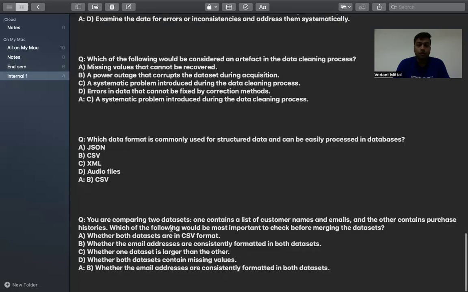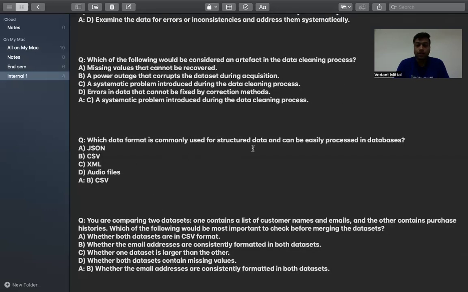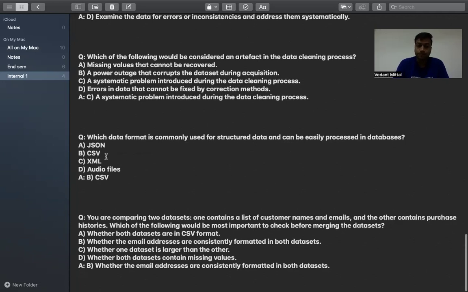Which data format is commonly used for structured data and can be easily processed in a database? So the correct answer is CSV file, that is comma separated values, because we can easily load the CSV file and read the data from the CSV file using the pandas library.